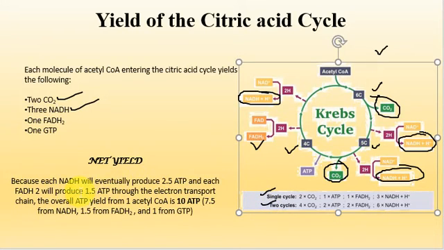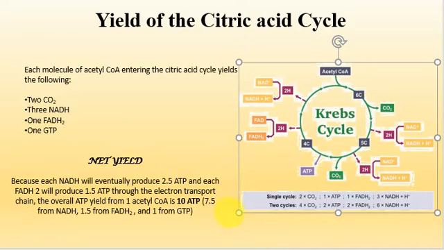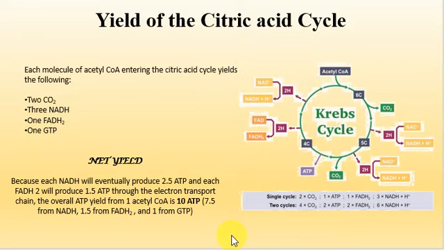So the net yield: each NADH will eventually produce 2.5 ATP, and each FADH2 will produce 1.5 ATP through the electron transport chain. The overall ATP yield for one acetyl coenzyme A is 10 ATP: 7.5 from NADH, 1.5 from FADH2, and 1 from GTP. So this will be the total yield that we can look at.